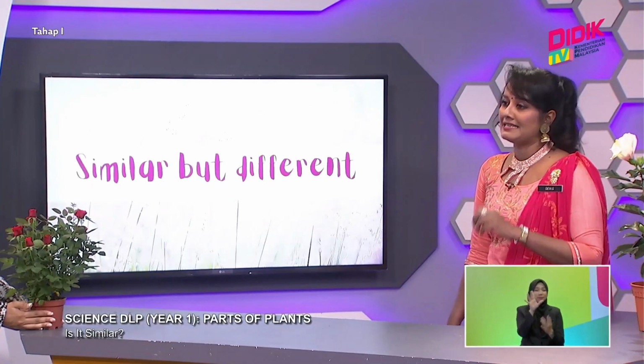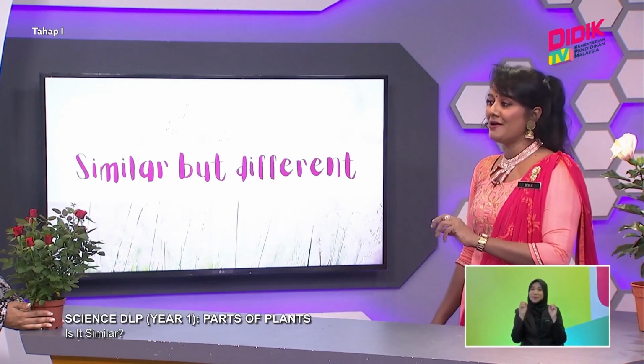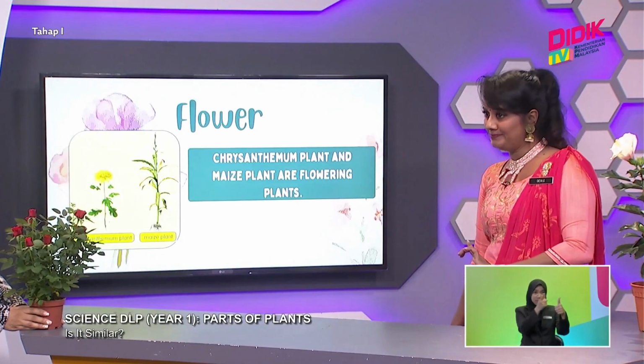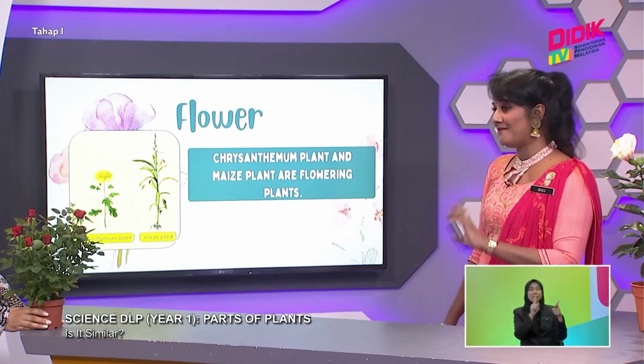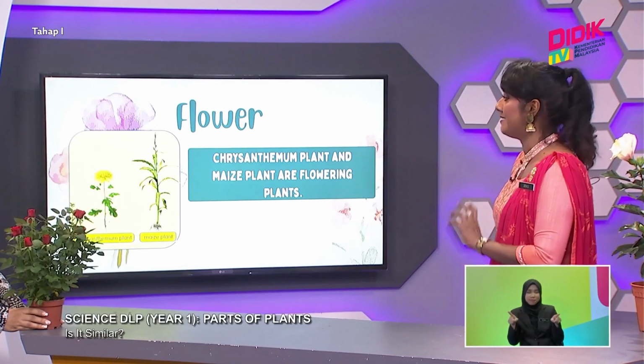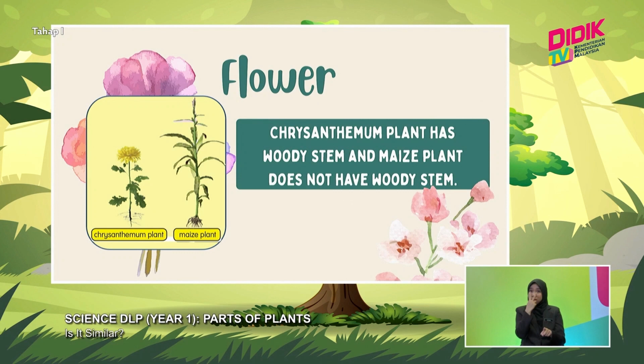Actually, we can see things that look similar but are different. So here I have one chrysanthemum plant and one maize plant. We are comparing these two. They look similar, but they are not the same. Actually, they have differences. When we look at the flower here, the chrysanthemum plant and the maize plant are both flowering plants. But the chrysanthemum plant has a woody stem, and the maize plant does not have a woody stem. These are the differences we can find there.